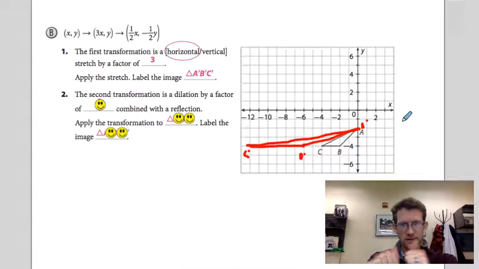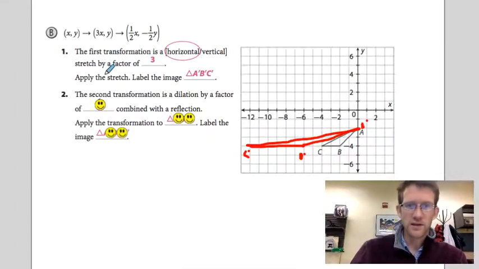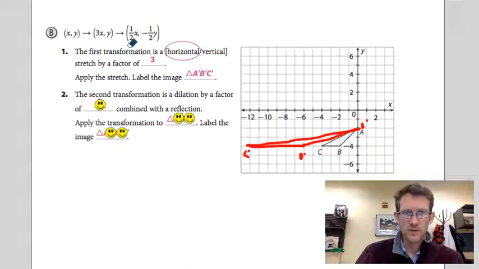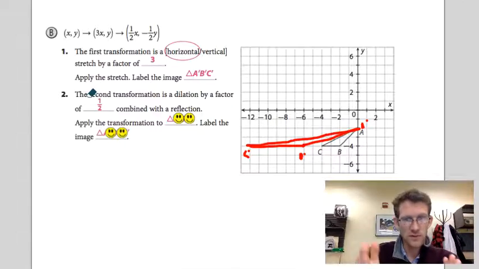Yep. Okay. Second transformation is this one here, 1/2 x, -1/2 y. So we're going to do 2 things. We're going to dilate it by 1/2, and then we're also going to do a reflection. In this case, we're reflecting it over the x-axis because the y is switching the sign. So we can do that. We're going to flip it up here. We could list out the points too. Let's do it that way.